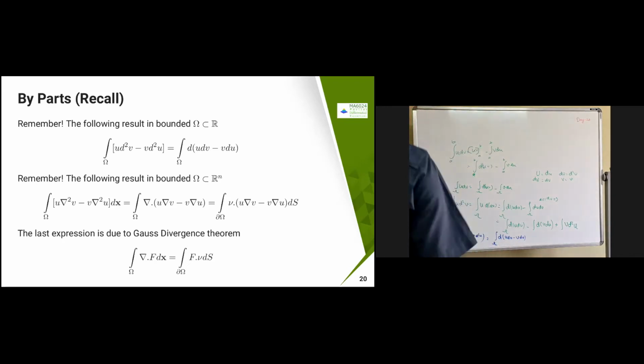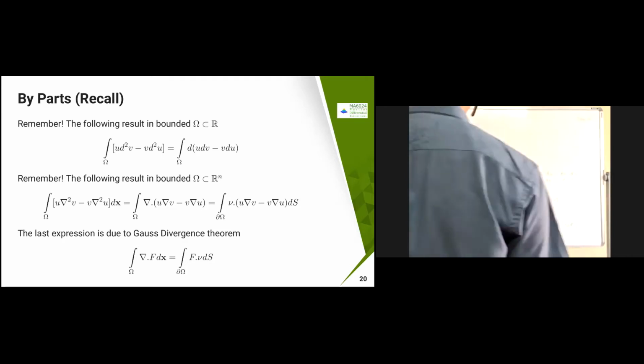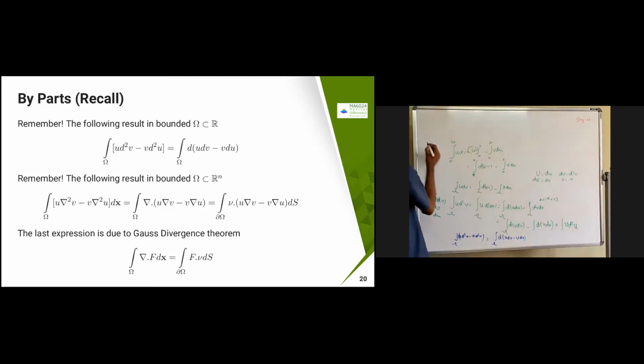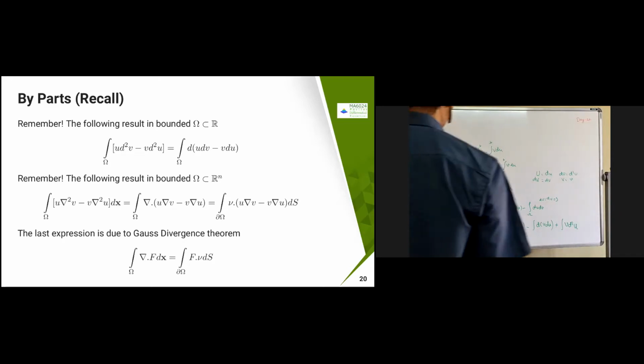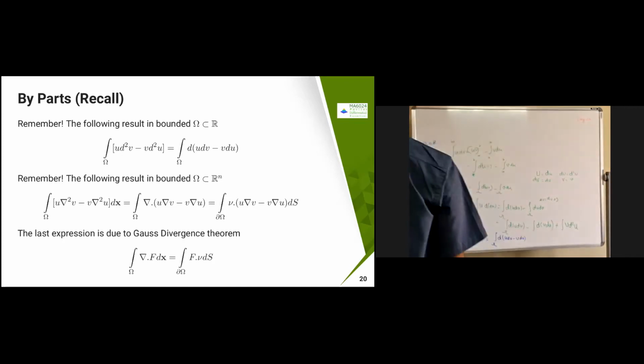So this is the 1D case. I defined it only for the 1D case because my omega, from a to b, is just a subset of R. Now suppose I go for R^n. Almost the same thing is going to be there.